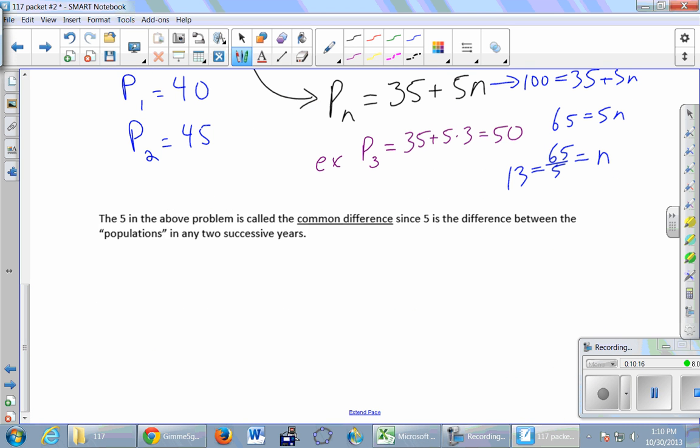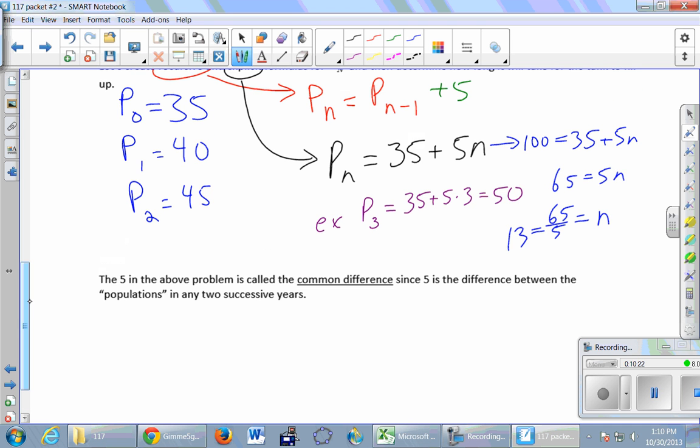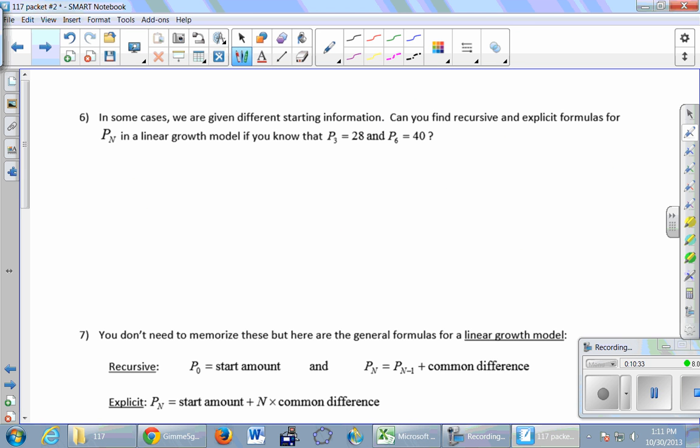Okay, and then this last piece on this page, it says the 5 in the above problem is called the common difference, since 5 is the difference between populations in any 2 successive years. So for example, 40 to 45, what's the difference? 5, of course, because we added 5 to get from one number to the next. But we call it the common difference because when you subtract 2 terms, that's what you get.